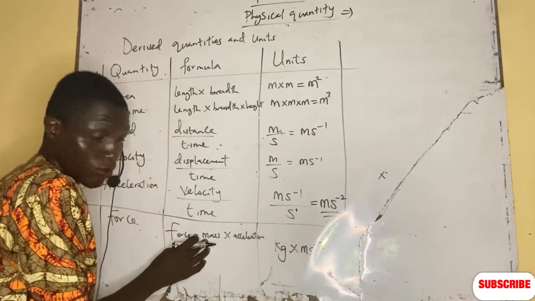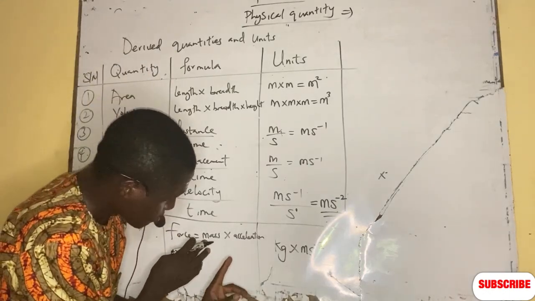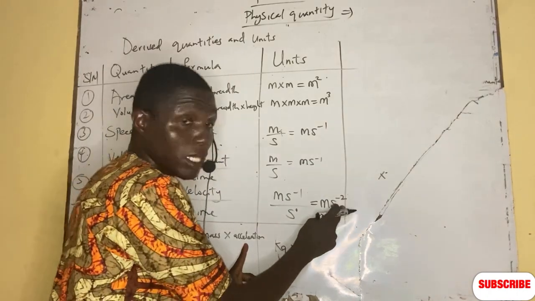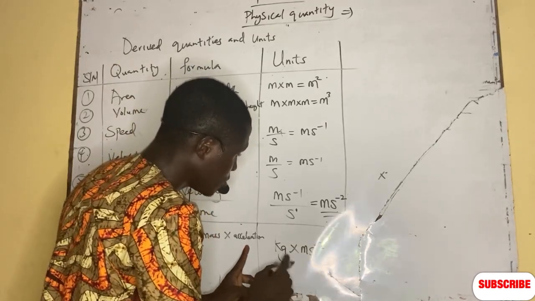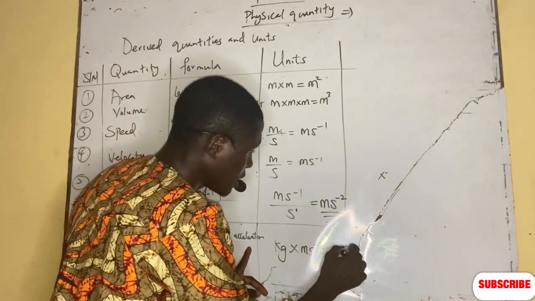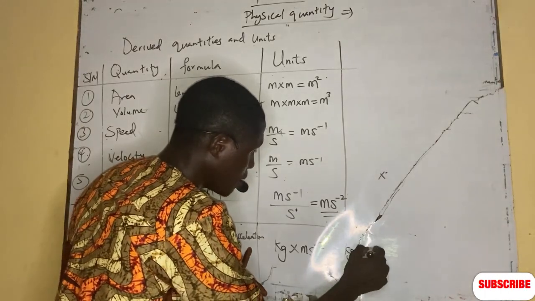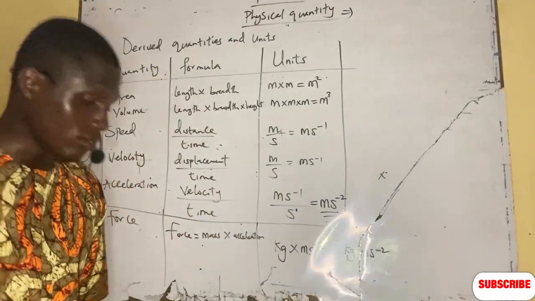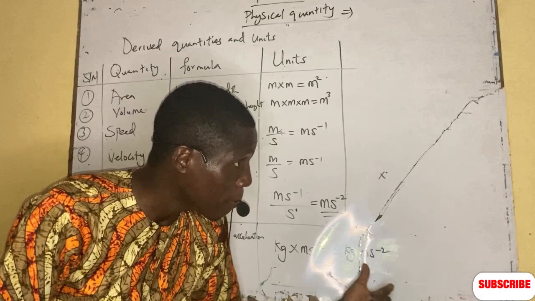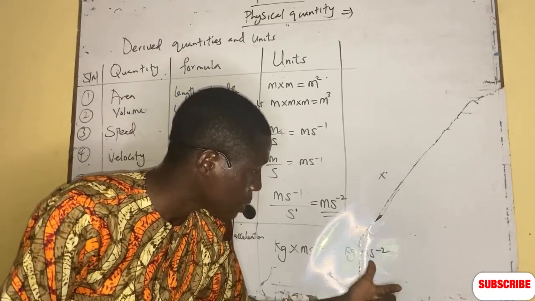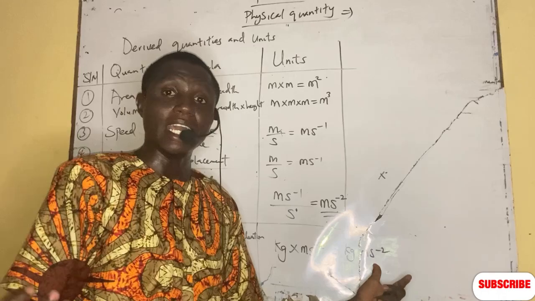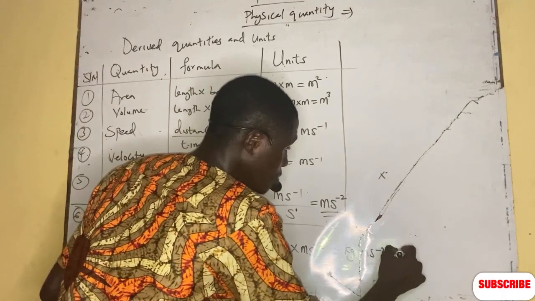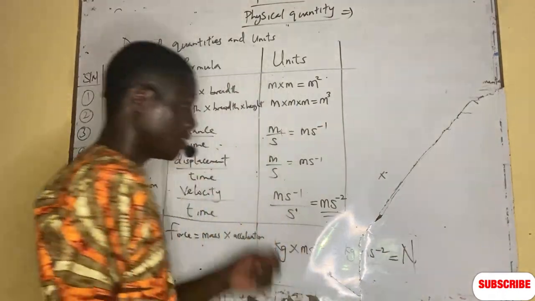So the SI unit of mass is kilogram, and the SI unit of acceleration is meter per second squared. So the unit itself will give you kilogram meter per second squared. Now, instead of writing kilogram meter per second squared, they give it a single unit, called Newton. Capital letter N, Newton.